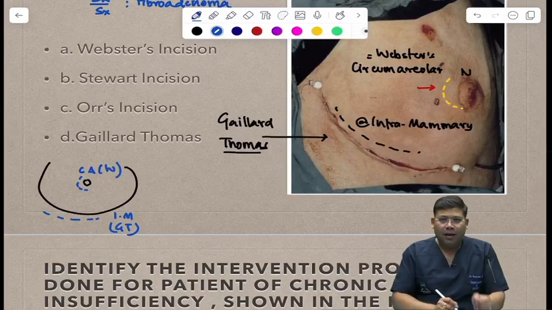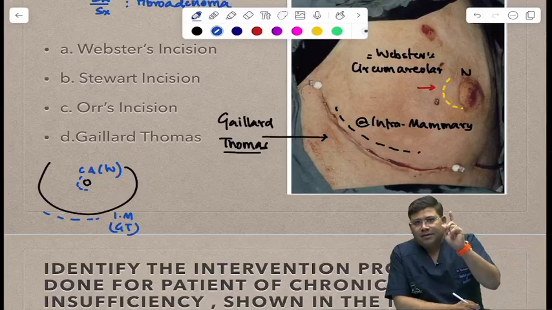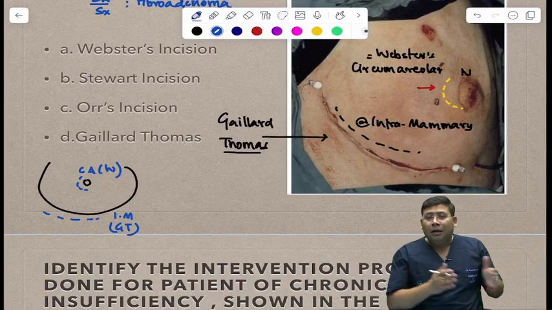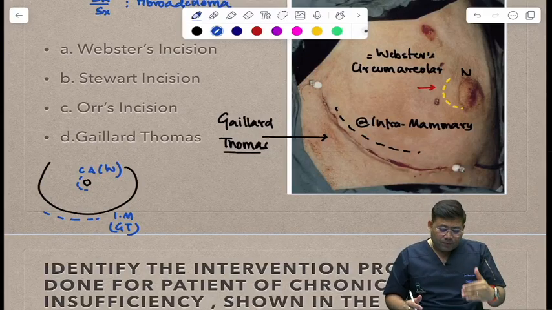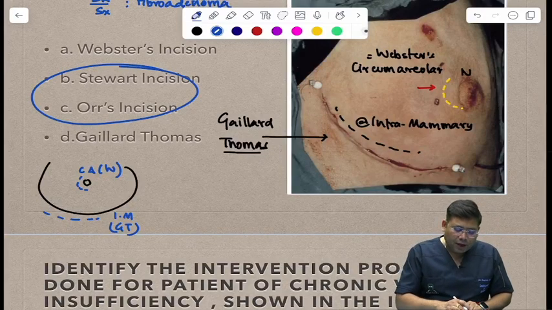This is Webster's. Remember one more place for Webster's: Webster's flap is used for lip reconstruction for defects which are more than 1/3 but less than 2/3. This is Webster's flap. We have Webster's incision. Now two more incisions are written here, Stewart incision and Orr incision.